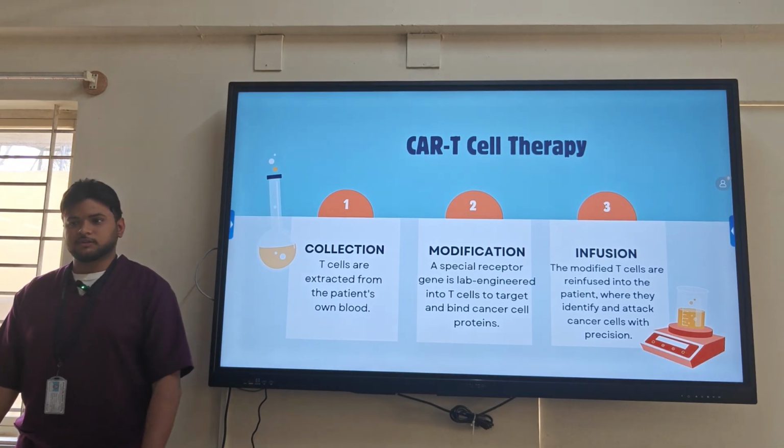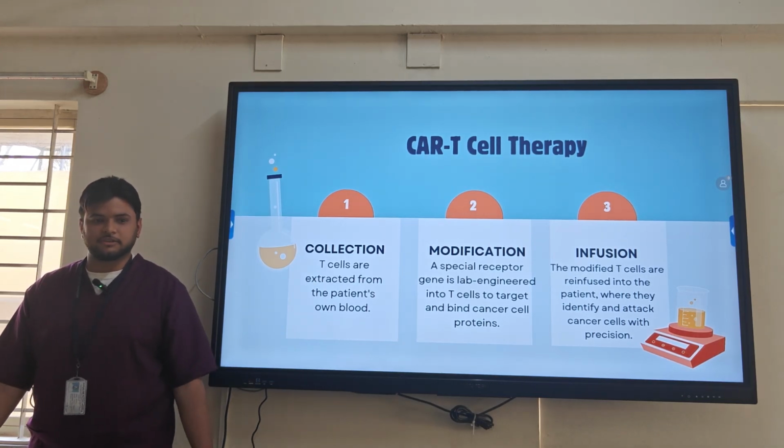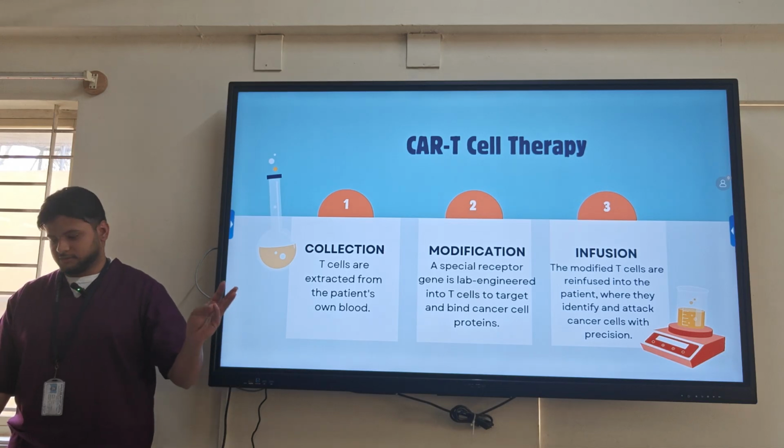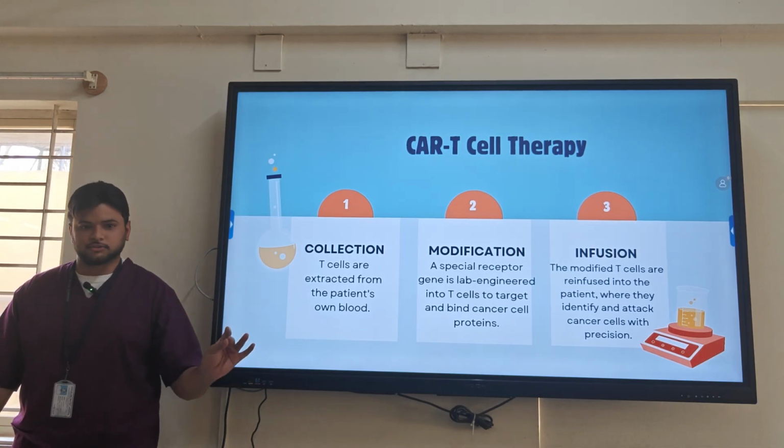Okay, what are the three phases? Just give a glance: collection, modification, and infusion.